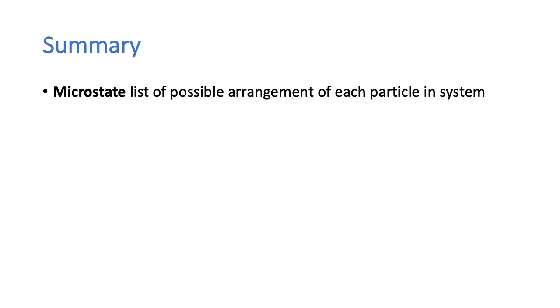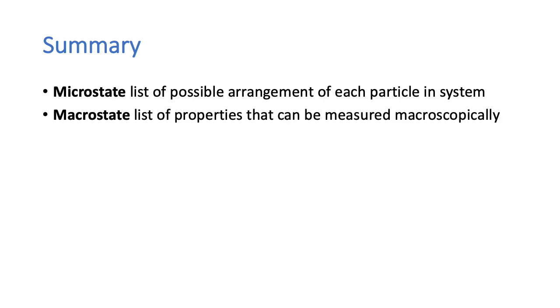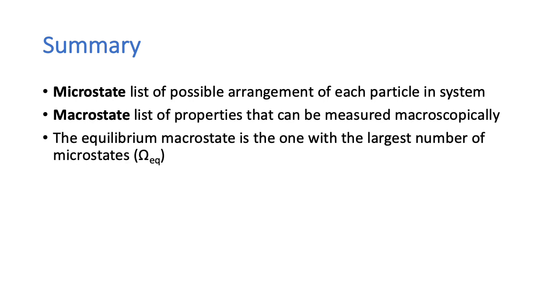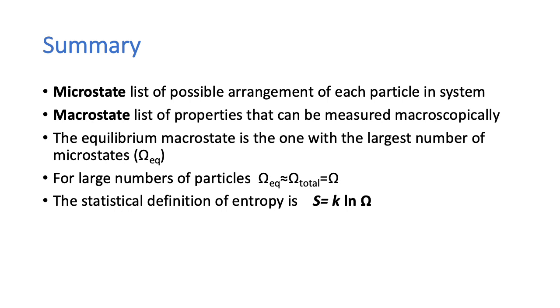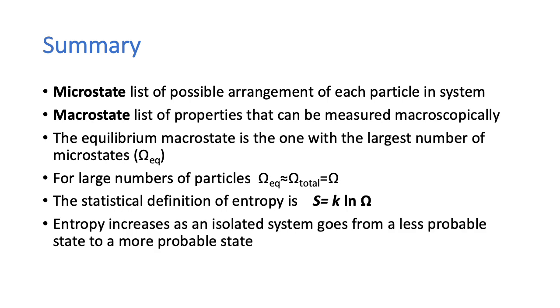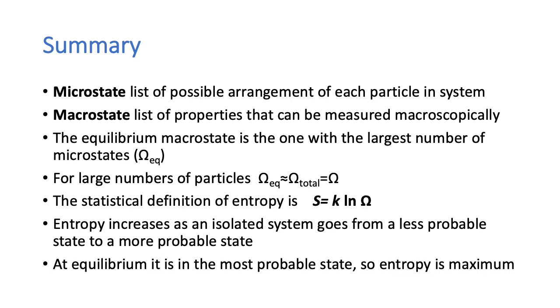To summarize, a microstate is a list of possible arrangements of each particle in a system. A macrostate is a list of properties that can be measured macroscopically. The equilibrium macrostate is the one with the larger number of microstates. For a large number of particles, the equilibrium microstate is equal to the total number of microstates. The statistical definition of entropy is S is equal to K ln of omega. The entropy increases as an isolated system goes from a less probable state to a more probable state. At equilibrium, it is in the most probable state, so the entropy is maximum and it remains constant at that value.